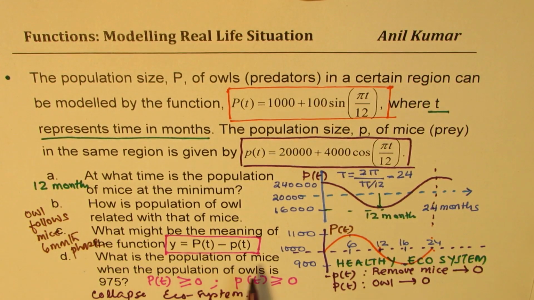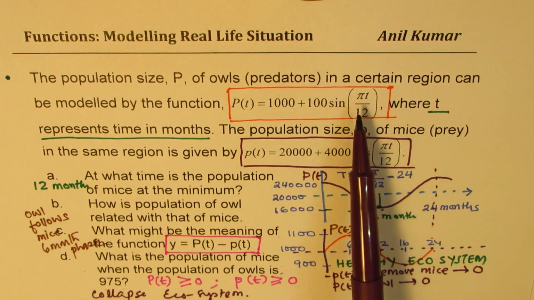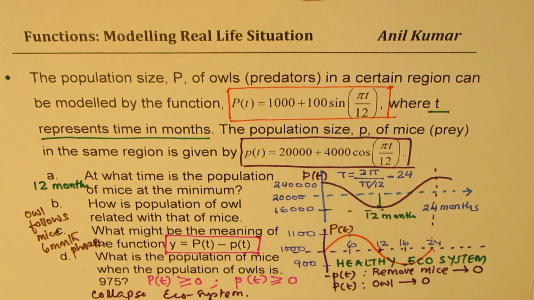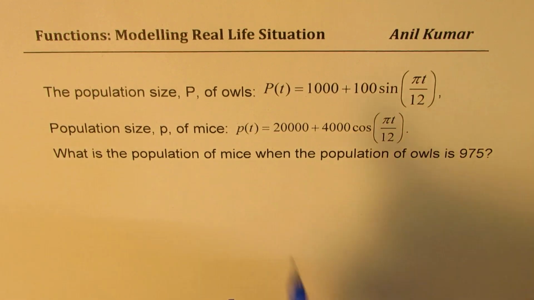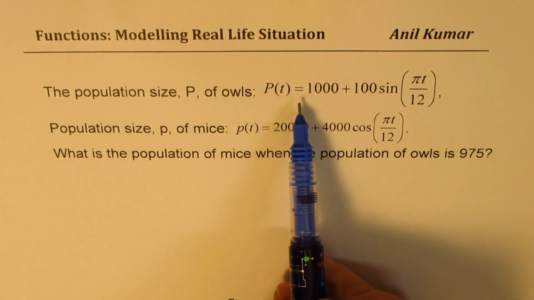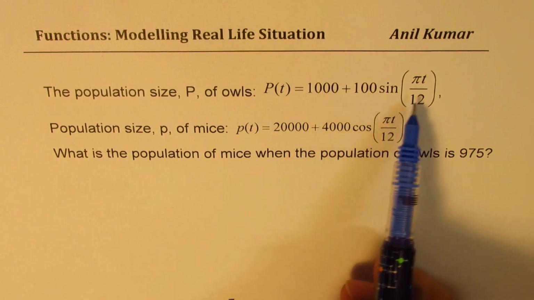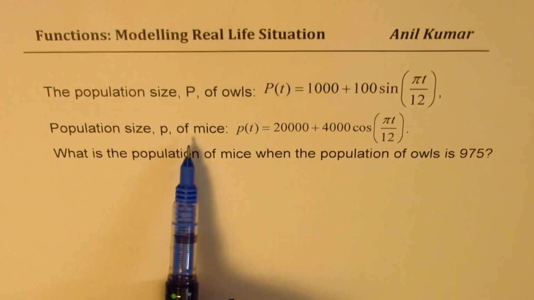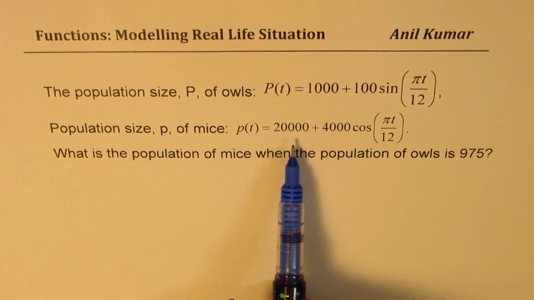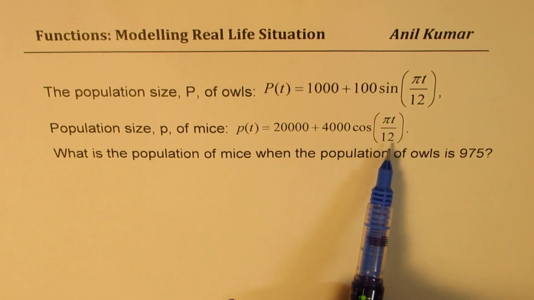What is the population of mice when the population of owl is 975? So let's find the time and then work it out. We'll do it on a fresh page. Now let's do some algebra with these equations. The population size P of the owl is given by the equation P of t equals 1000 plus 100 sine pi t over 12, and the population size lowercase p of mice is 20,000 plus 4,000 cos pi t over 12.